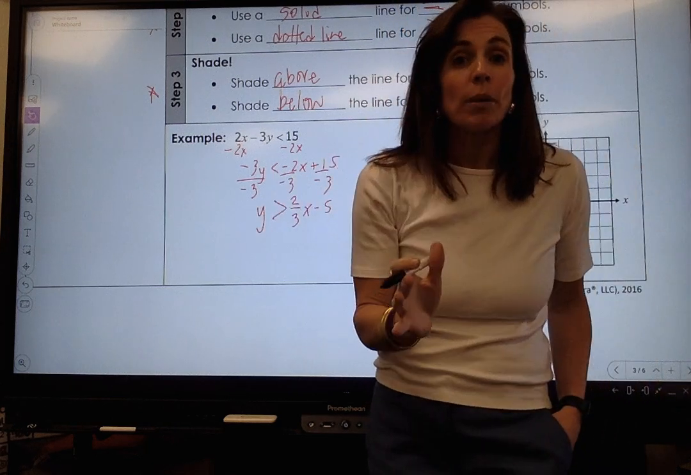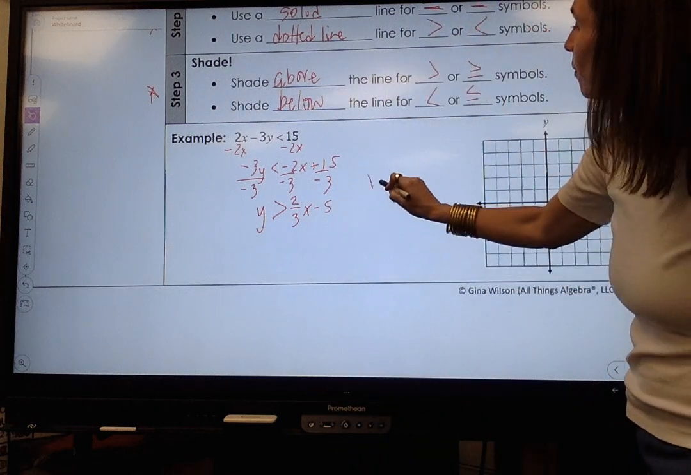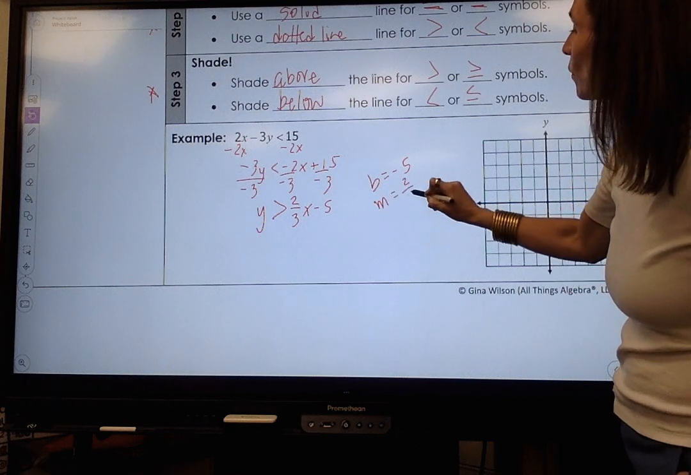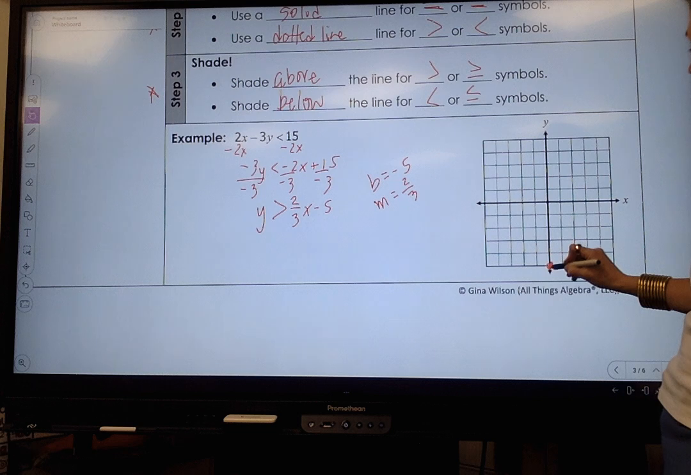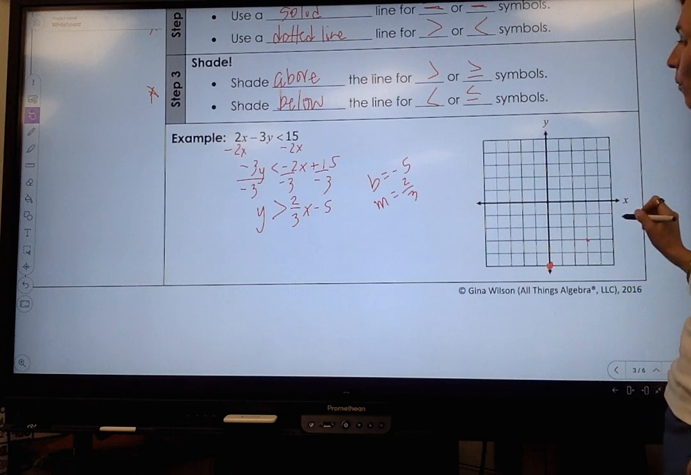So this part you've done before. You know how to graph the line. So I begin at negative 5, my y-intercept, and my slope is 2/3. That doesn't change, right? So I begin at negative 5. My slope is up 2 over 3, up 2 over 3.